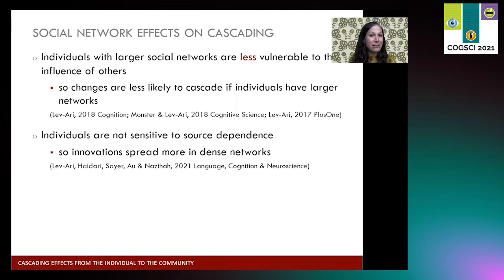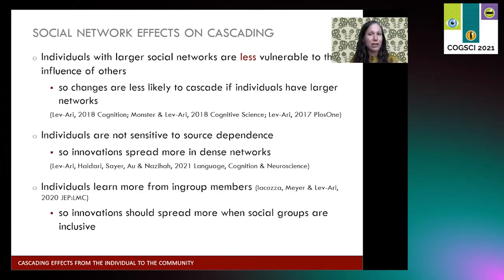Now, social network size is not the only thing that matters. Something else that is really true about networks in the real world is that they're interconnected. So the people that we interact with also tend to know and interact with each other. And this means that the information that we get from different people might not be independent of each other. They might have heard it from each other or from the same other source. But it seems that people don't really take that into account when they learn information. They don't take into account the fact that the information is not independent of each other. And this actually means that information travels faster and is more likely to spread to the community in interconnected communities.